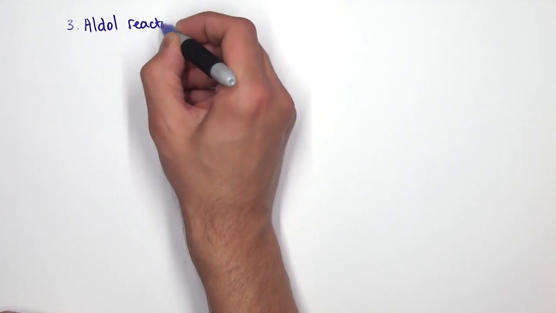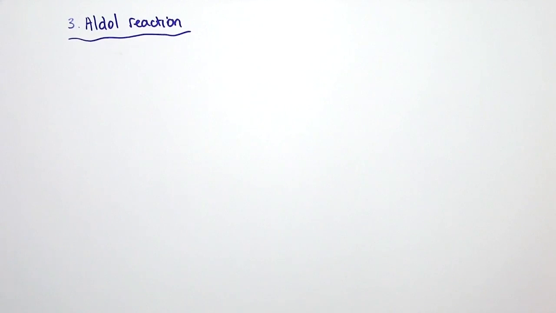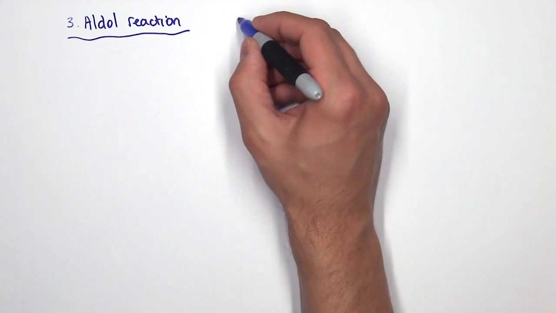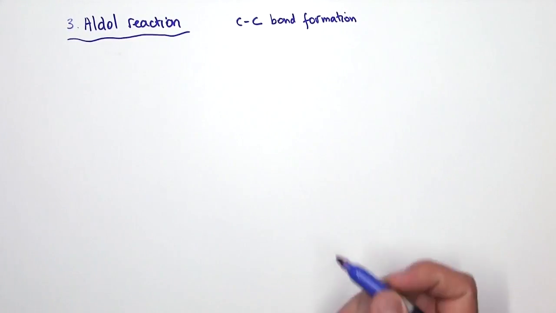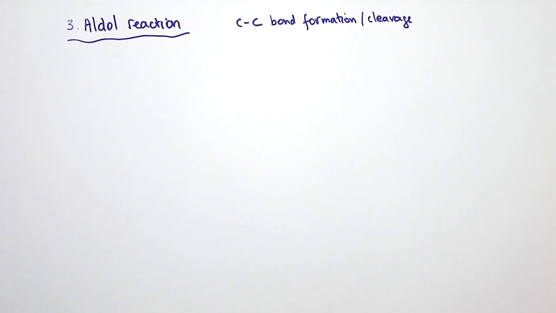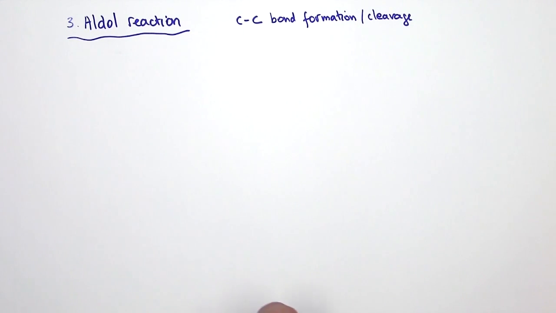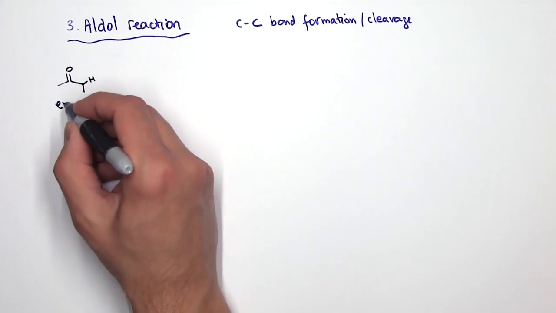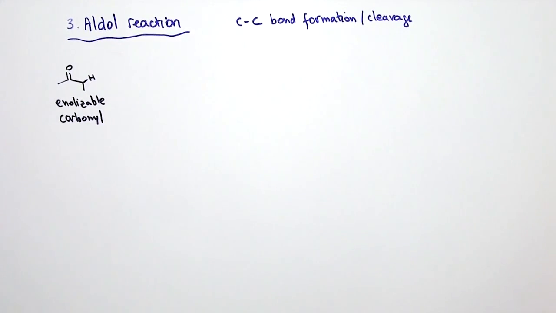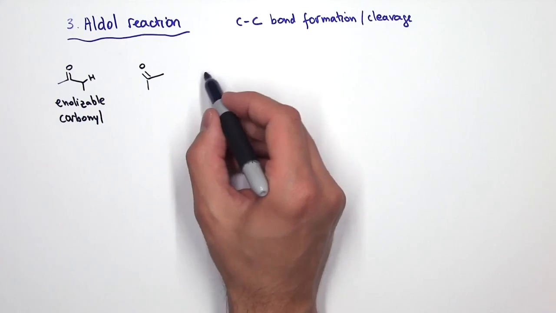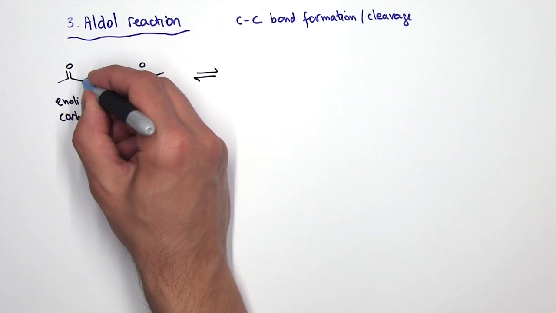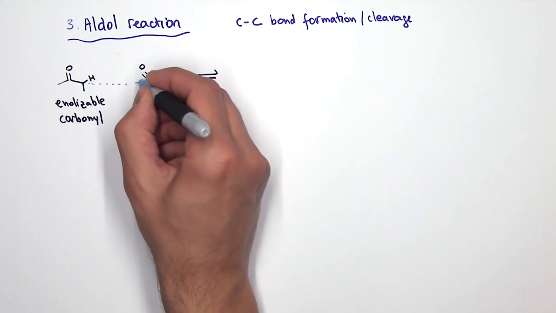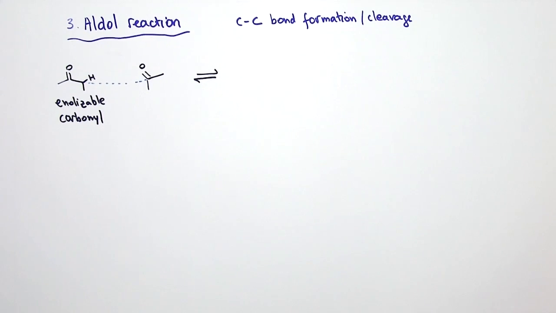The Aldol reaction. This is a very important reaction in biochemistry because it allows formation of carbon-carbon bonds, or, if the reaction runs in reverse, cleavage of carbon-carbon bonds. The Aldol reaction is the reaction between an enolizable carbonyl, as we show here, a carbonyl that has an alpha hydrogen, and another carbonyl. What happens is a new carbon-carbon bond forms between the alpha carbon and the carbonyl carbon.